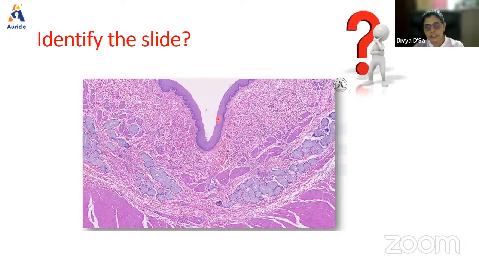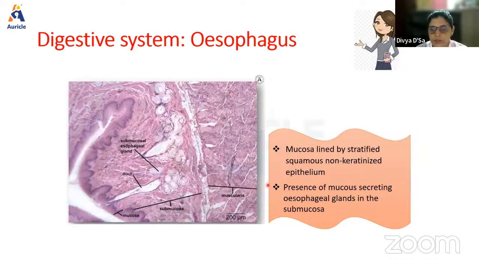So when we see these two structures, that is the lining epithelium, stratified squamous, and mucous glands in the submucosa, we should identify it as esophagus. Okay, esophagus. So esophagus is lined by stratified squamous, non-keratinized epithelium.